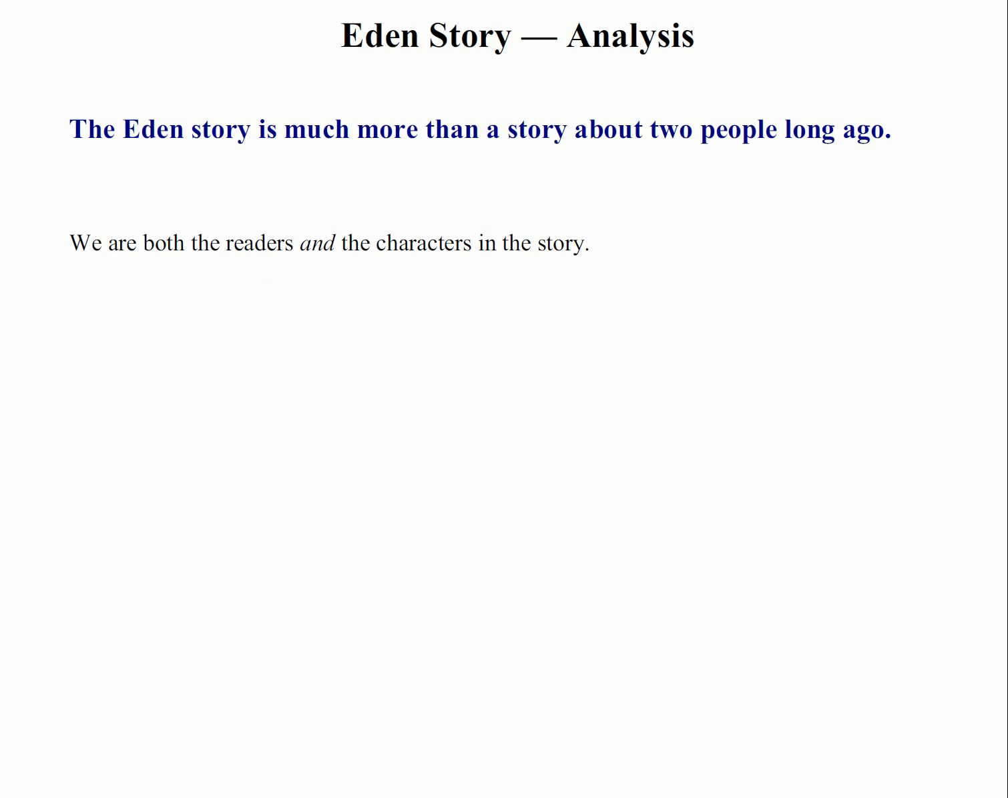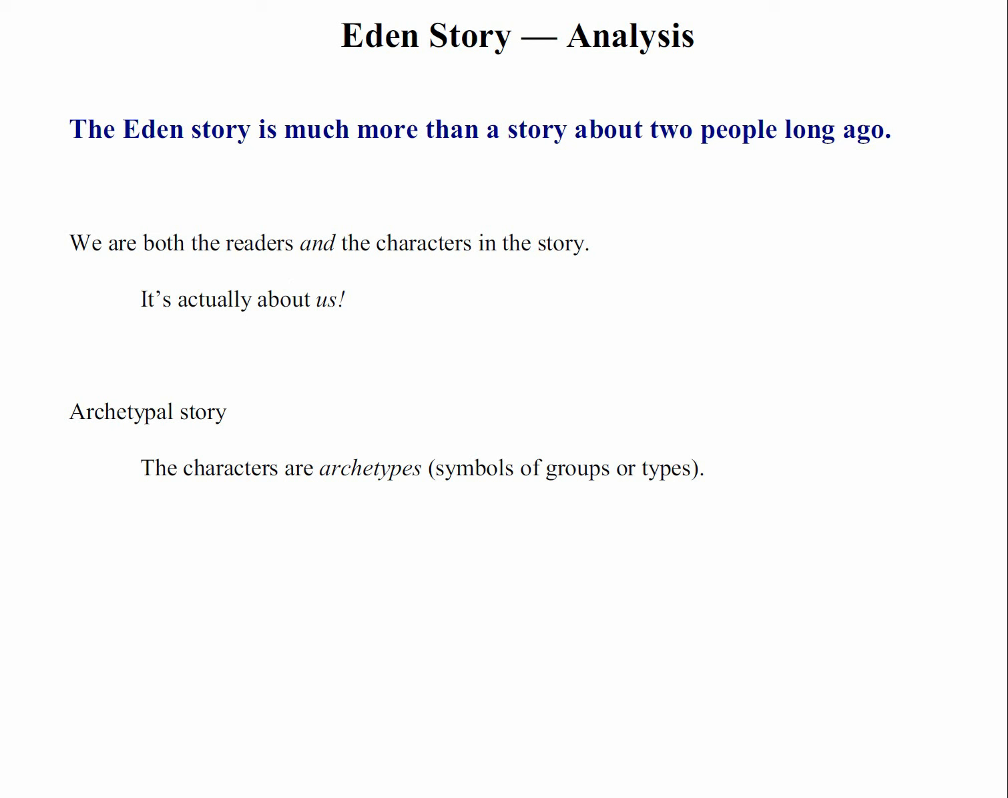We are both the readers of this story and the characters in the story, because we are mankind and womankind, and we too can be tempted by the priorities of empire, and we too are called to live in a side-by-side relationship, etc. This story is about us, not just about them. Therefore, it is what's called an archetypal story. That's what John Walton calls this passage. It's an archetypal story. The characters are archetypes, that is, symbols of groups of people or types of people. It is set in the past, yes, so it shares that with history, but it is about the now. It is making statements about right now.